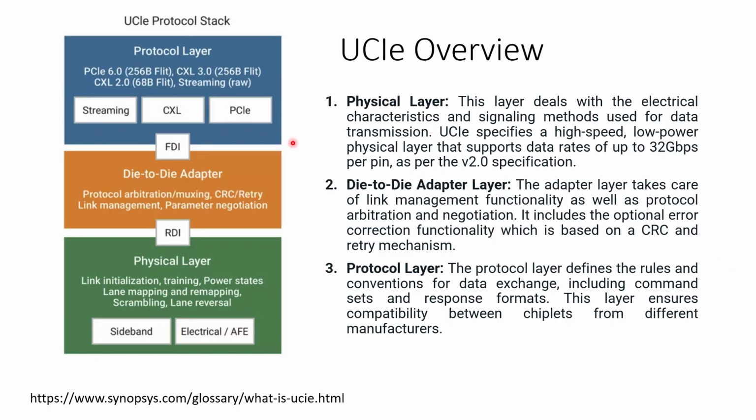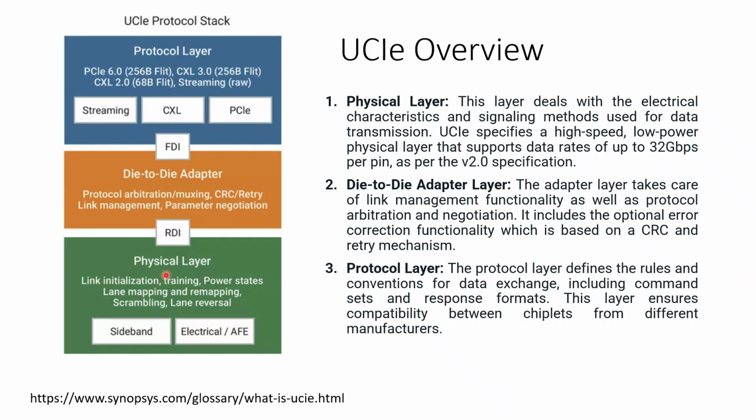Let us do an extremely quick overview of what UCIe is and understand the various layers that come into the picture. The image on the left hand side shows 3 specific layers called the protocol layer, die-to-die adapter layer, and the physical layer.